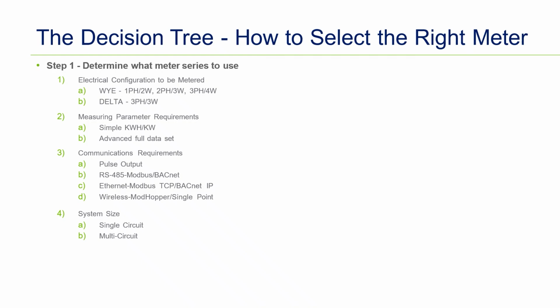What metering data is required? Does it require consumption only with just a kWh reading, or is a full data set of advanced metrology data points needed? Are there any special requirements for the meter's communication protocol? Will a simple pulse meter be sufficient, or would a Modbus or BACnet meter be a better fit? Will the site allow for running wire between devices, or will it necessitate using wireless communications between devices? How many circuits need to be monitored? Is it a single circuit, or are there multiple circuits in the panel which must be metered?